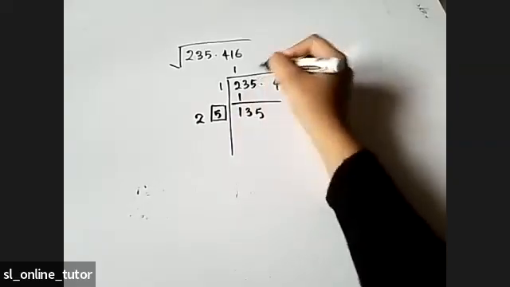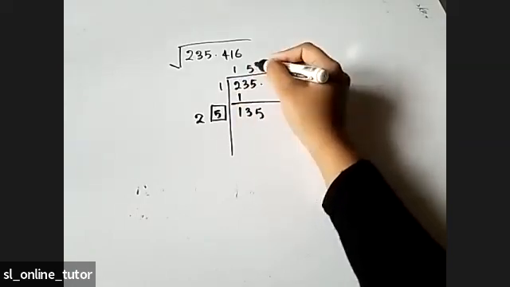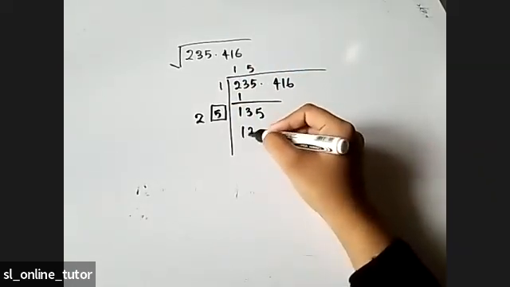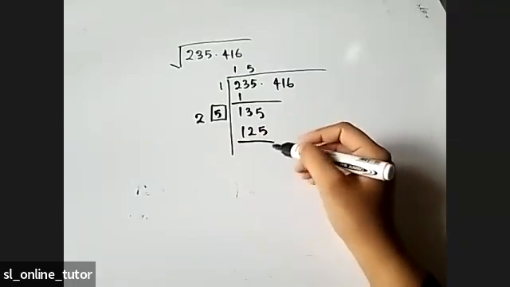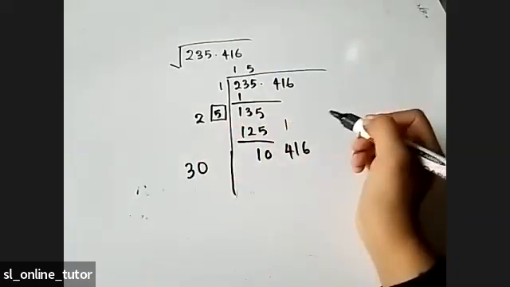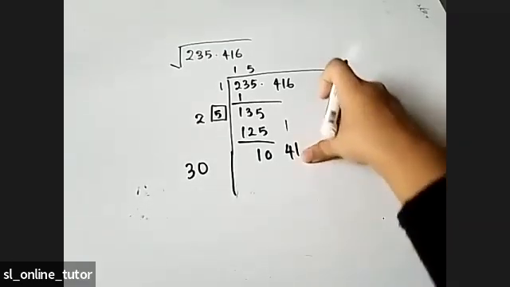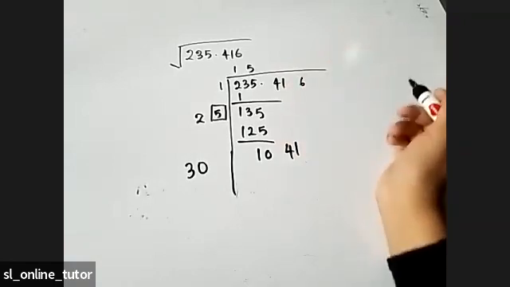So 25. Here 5 means I write down 5 in this place also. 25 into 5 means how much is that? 125. When you subtract this one, how much do you get? 10. Then bring this one down, 416. So now what to do? 15 into 2. 15 into 2 means 30. So should you bring 2 values or 3 values? Here you have to bring only 2 values. 6 stands alone.